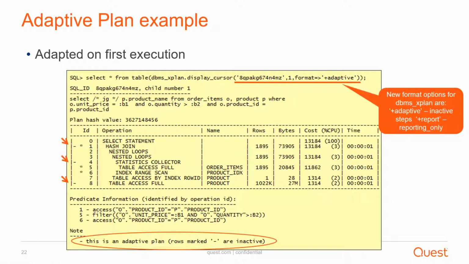There also is a parameter if you want to turn off adaptive plans, you can turn them off, and you can turn on this reporting only parameter. It won't adapt the plan for real, but it will show you what it would adapt to by using this plus report.